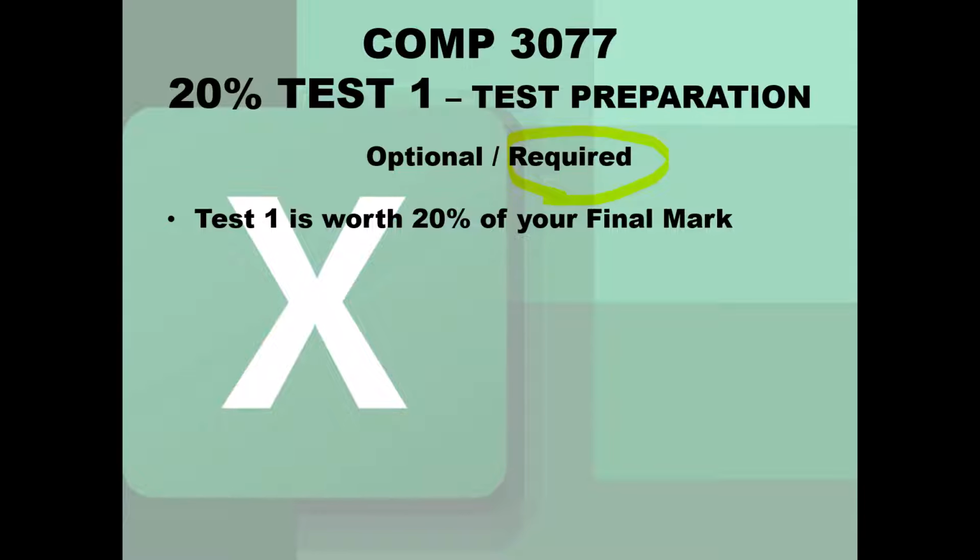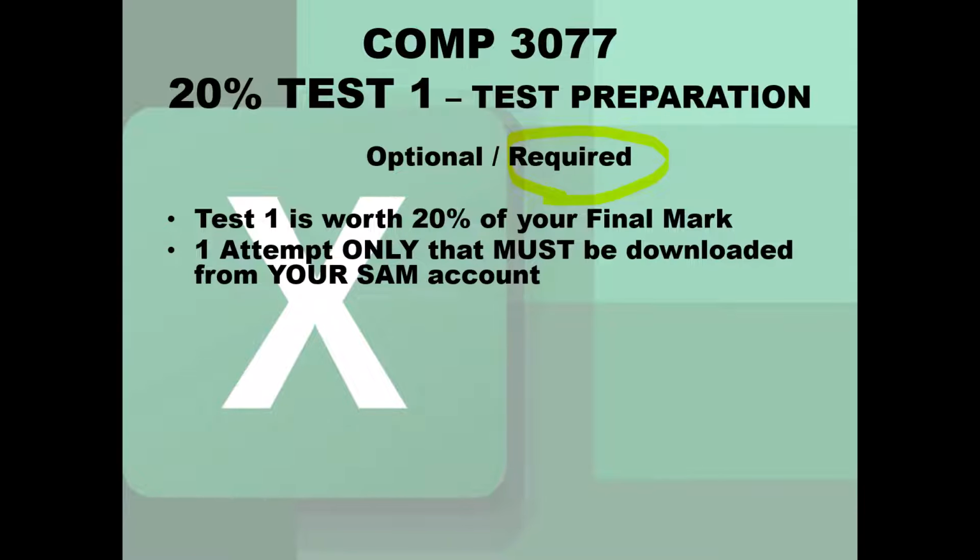So Test 1 is worth 20% of your final mark. It will be done in the form of a SAM case, but you only get one attempt. And you will not get the mark right away. Your professor is going to post the mark a little bit later, usually within a couple days.